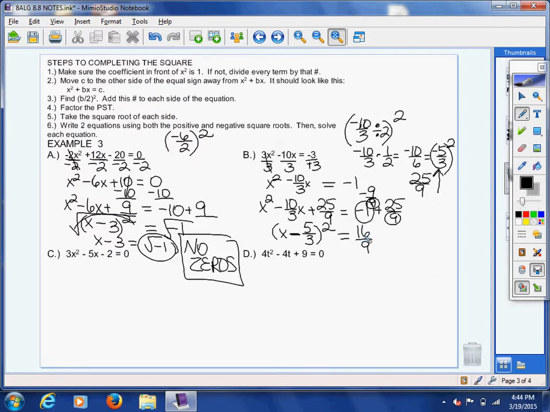Now, don't change it to a decimal, because this is the key right here. Watch what I'm going to do. To undo a square, I have to take the square root. If I had 16/9 as a decimal, I wouldn't be able to do it in my head. But I do know how to take the square root of 16, which is 4, and the square root of 9, which is 3.